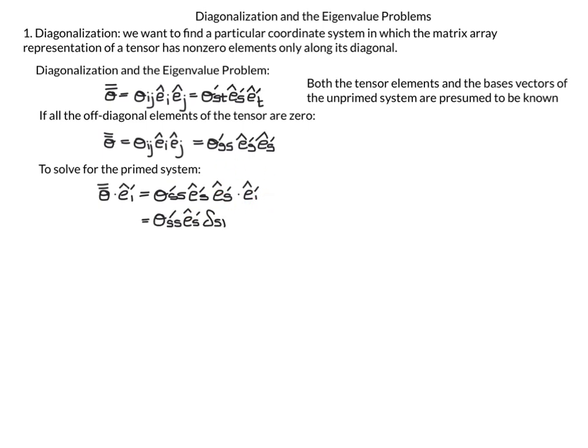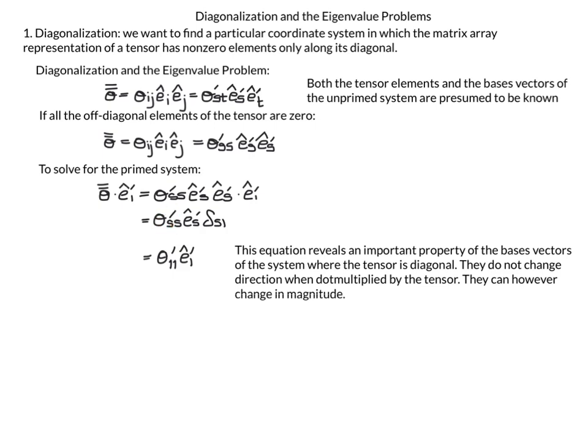So what that gives us is here we have our sigma prime of ss e to the s. This over here will then give us our Kronecker delta of s1. And then our Kronecker delta can be simplified. It can get rid of these s's and make them 1, and then we can get rid of the Kronecker delta. And that looks like our sigma prime of ss becomes sigma prime of 1, 1, and our es prime becomes the e1 prime basis. So this equation, from this left-hand side and this right-hand side, reveals an important property of the basis vectors of the system where the tensor is diagonal.